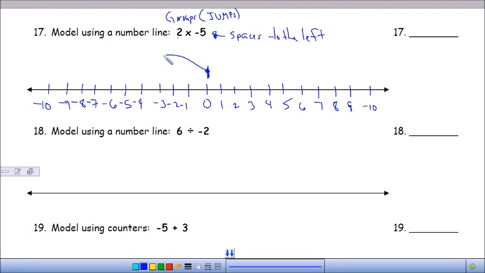So here we go. The first jump that I do, I'm going to have to go all the way over here to negative 5. And the next jump I'm going to have to do is going all the way over here to negative 10. So this is a negative 5 jump. That's a negative 5 jump. So my answer is negative 10.